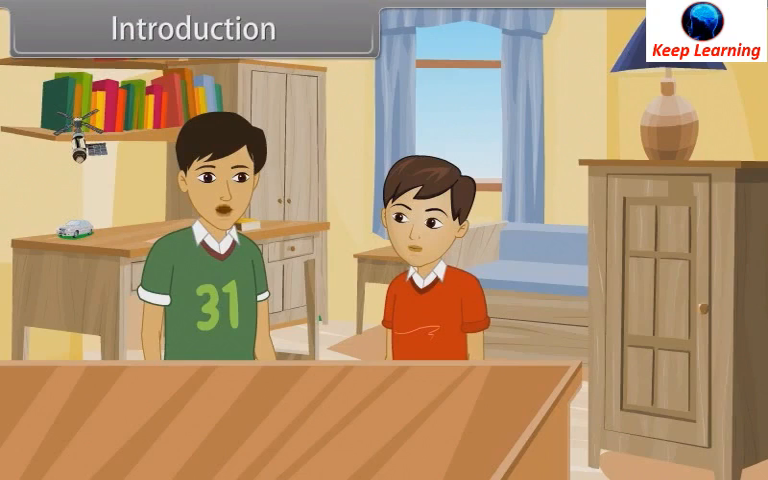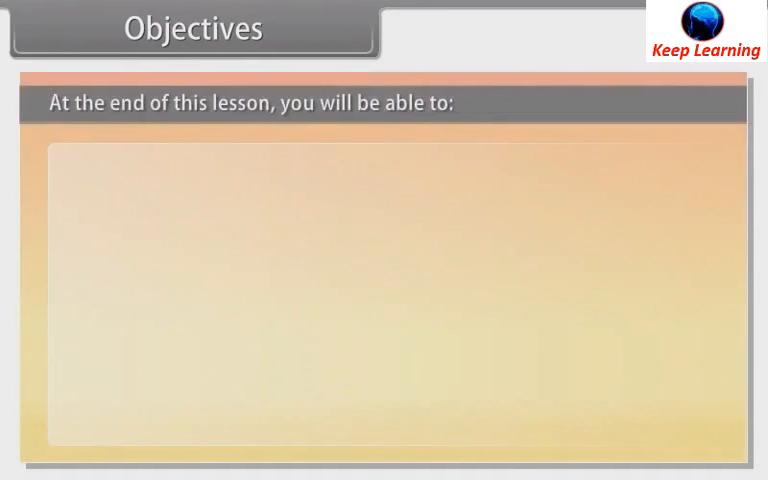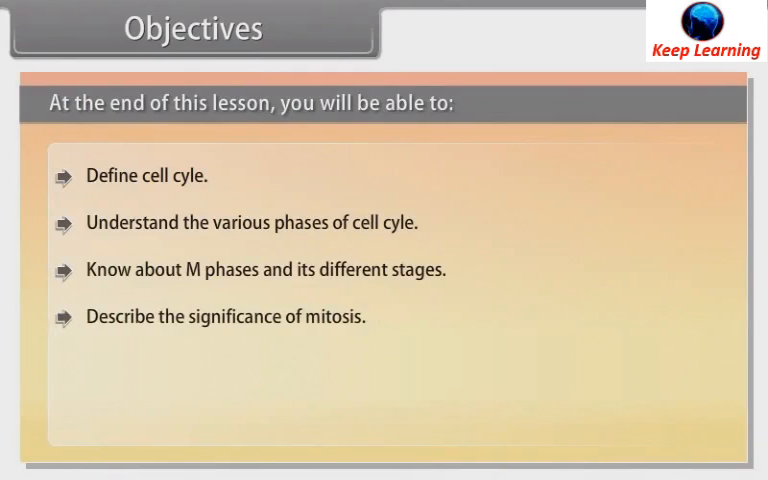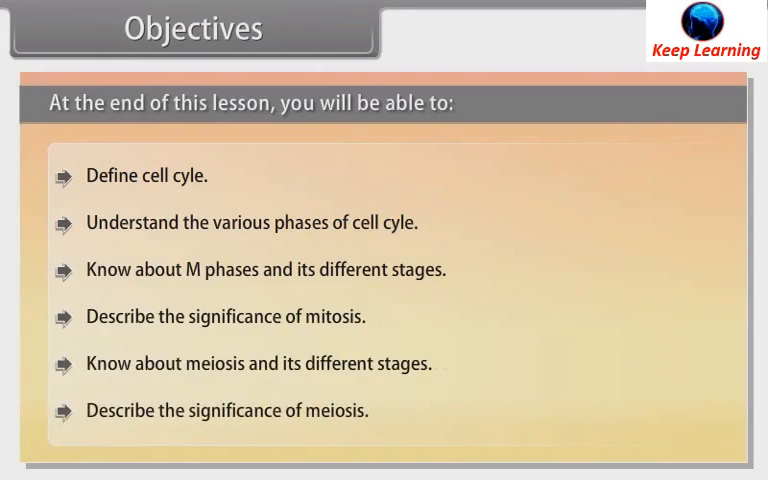Okay, I will tell you about the different phases of cell cycle and cell division. Objectives. At the end of this lesson, you'll be able to define cell cycle, understand the various phases of cell cycle, know about M phase and its different stages, describe the significance of mitosis, know about meiosis and its different stages, and describe the significance of meiosis.